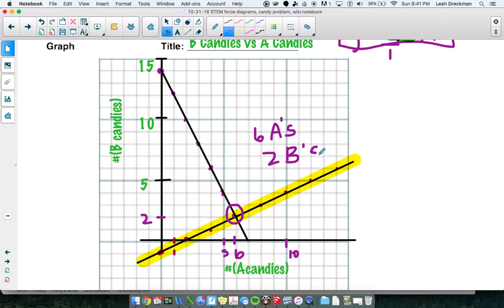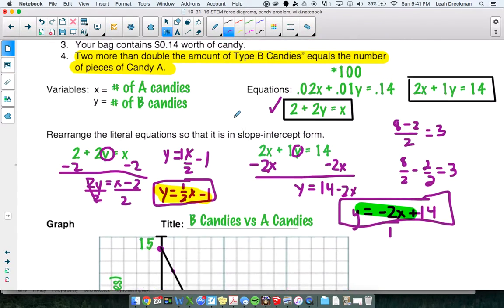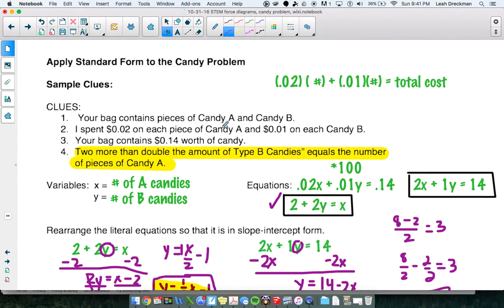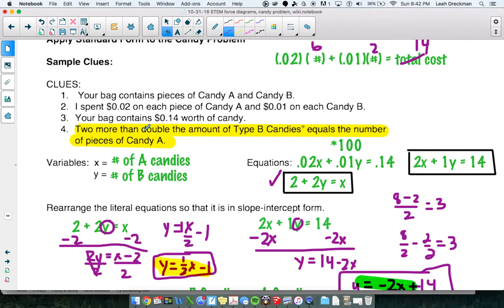All right, so check out my clues. 6 A, 2 B. Okay, 2 cents for every A candy. So let's see, there were 6 of those and 2 of those. 2 cents times 6 would be 12 cents. 1 cent times 2 would be 2 cents. Check that out, 14 cents. Right on the money.